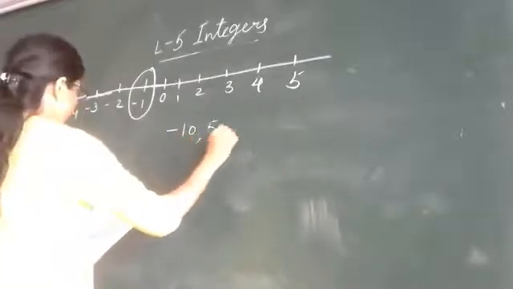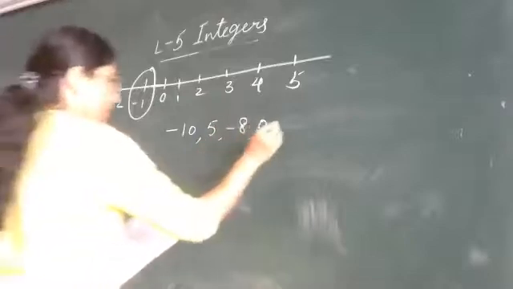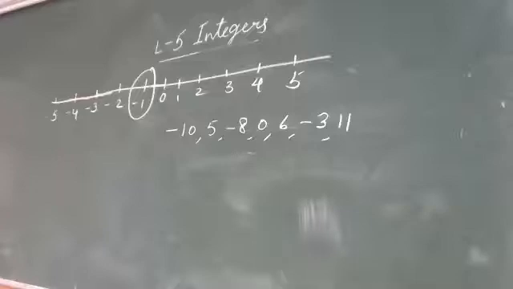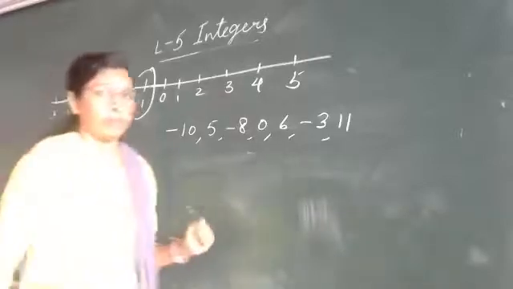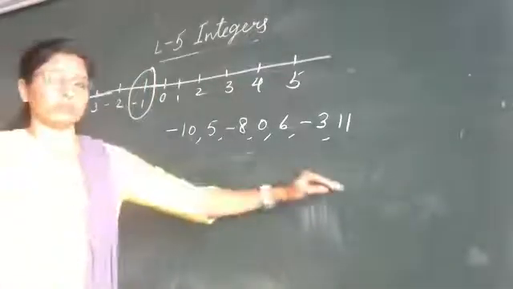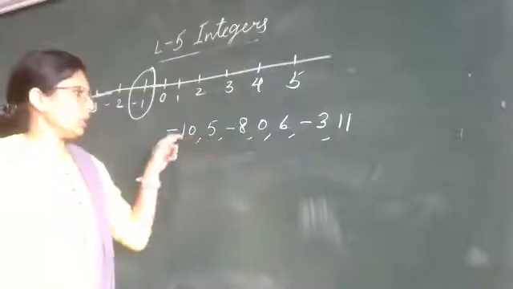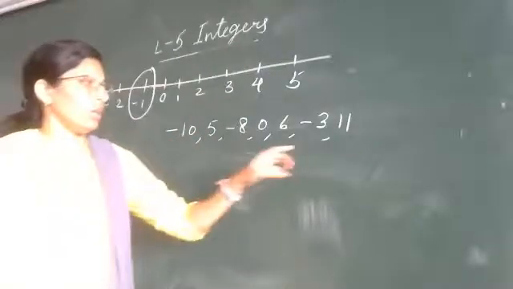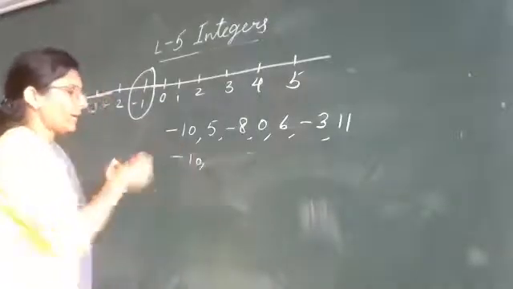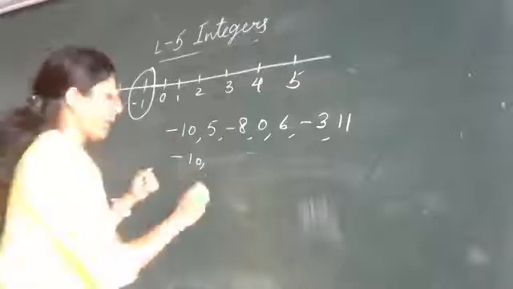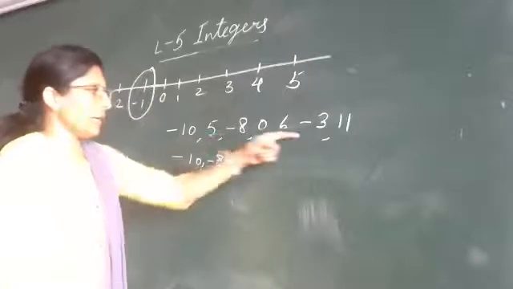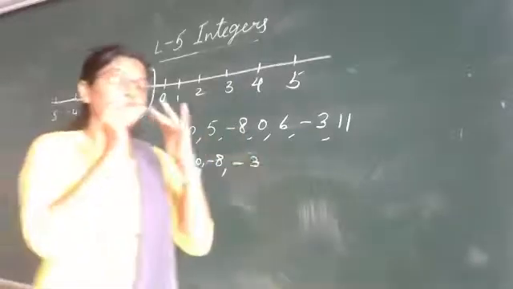Minus 10, 5, minus 8, 0, 6, minus 3 and 11. Now tell me, in ascending order, small to big, which will be the smallest number here? Yes, minus 10 is the smallest. Okay, greater than that, minus 8. Next, minus 3.